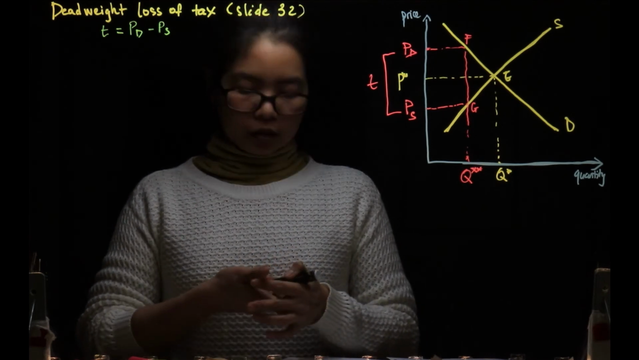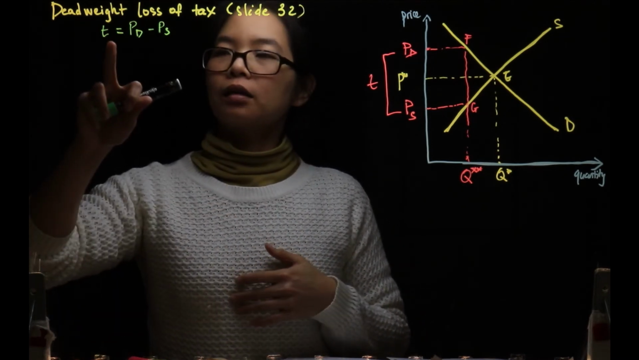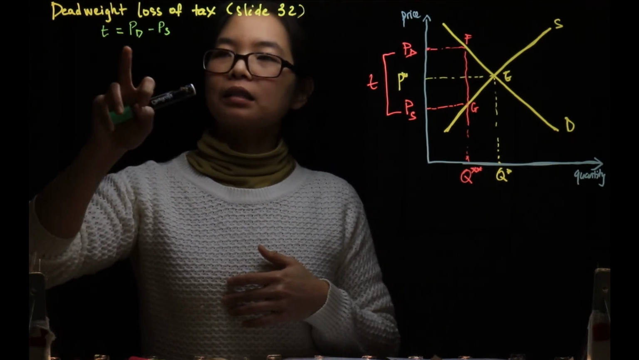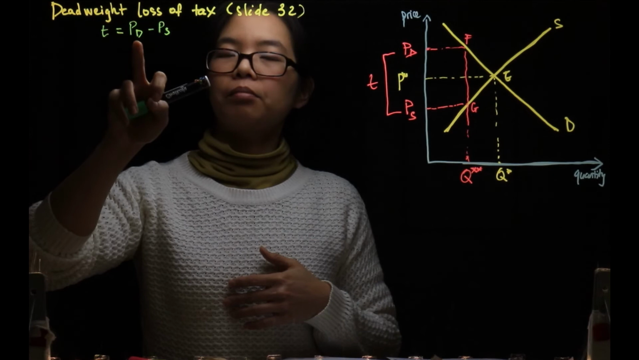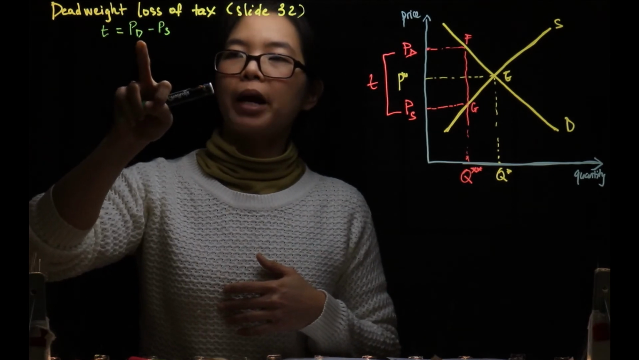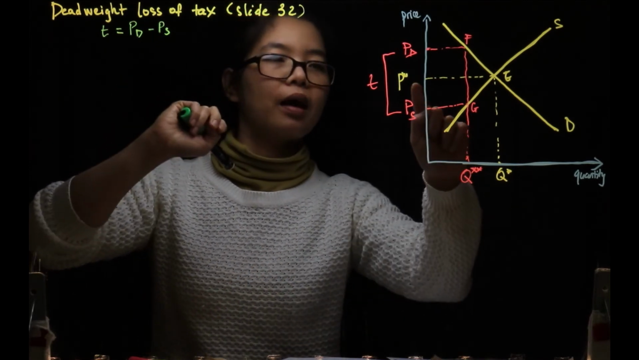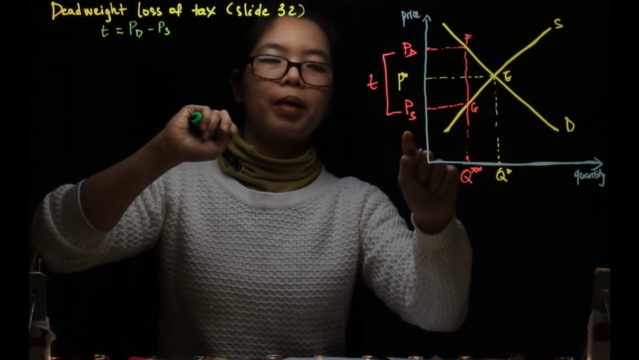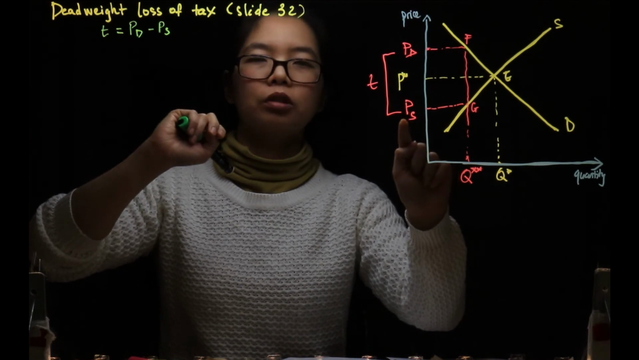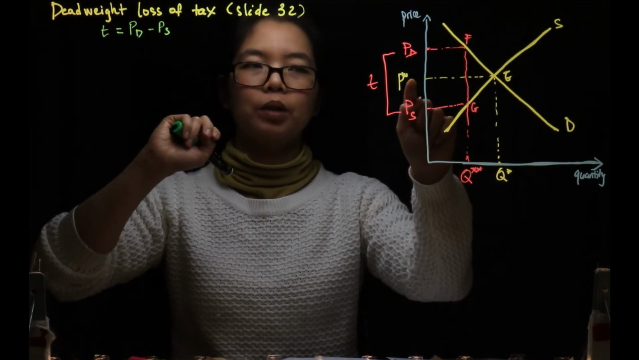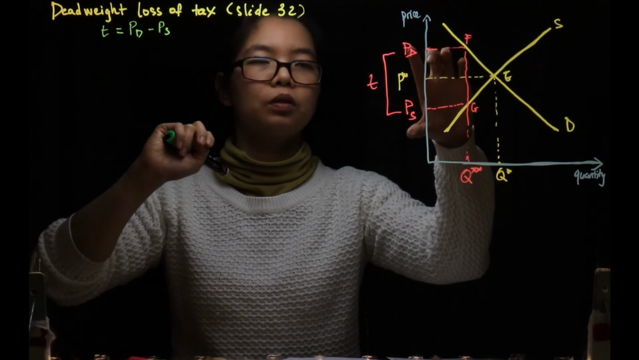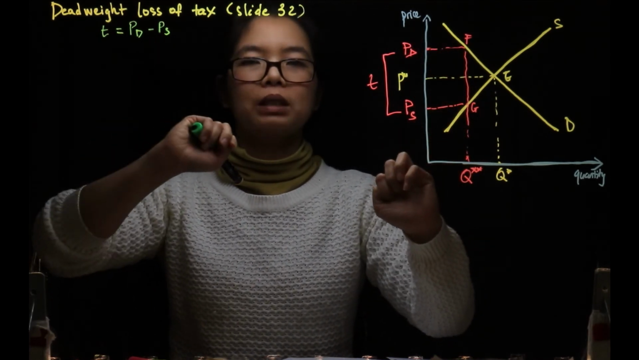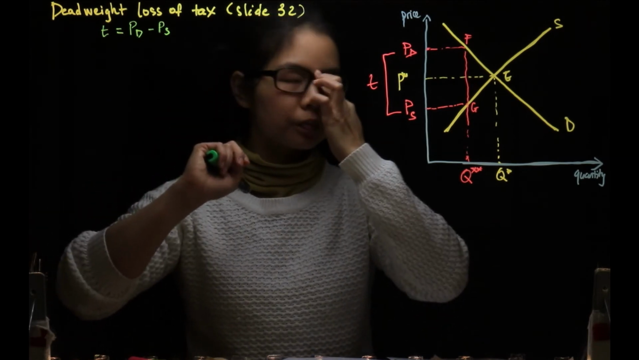So we have set up a tax collected by the government, and this tax made the price that the consumer pays higher than the market equilibrium price. On the other hand, it makes the price that the producer receives less than that P star. And the difference between PD and PS here is exactly the amount of tax per product.